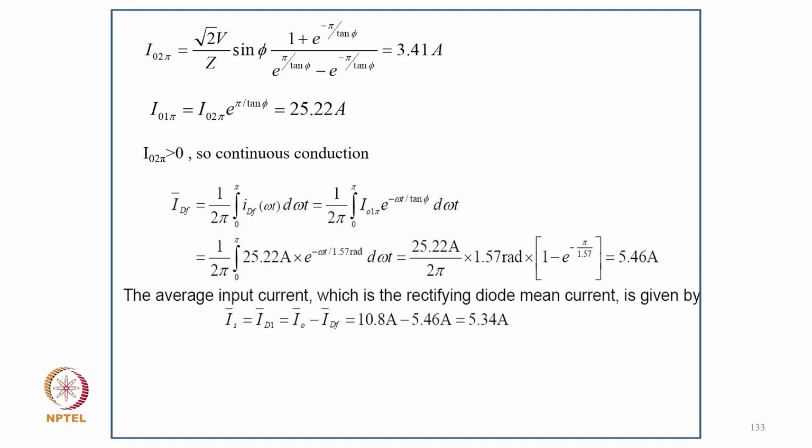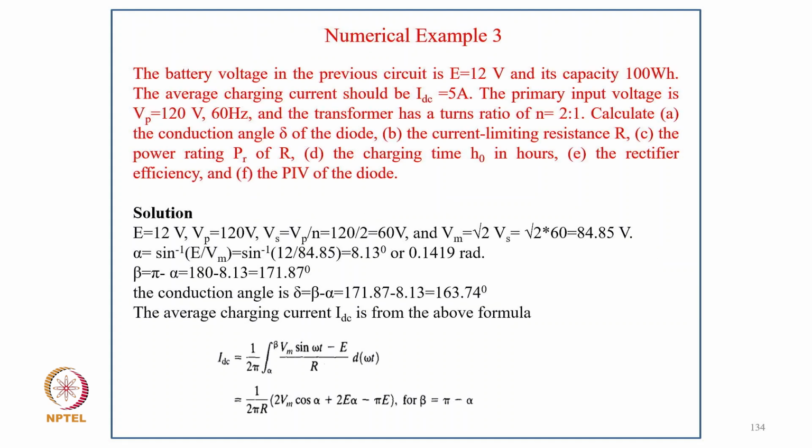And I20 is greater than 0, so it is continuous conduction, so IDF equal to 1 upon 2 pi integral 0 to pi of IDF d omega t, or 1 upon 2 pi integral of I01 e to power minus omega t from pi to 2 pi, and putting the value it comes to 5.46 ampere. The average input current, which is the rectifying diode current, is given by I equal to ID1 equal to I0 minus IDF, equal to 5.34 ampere.